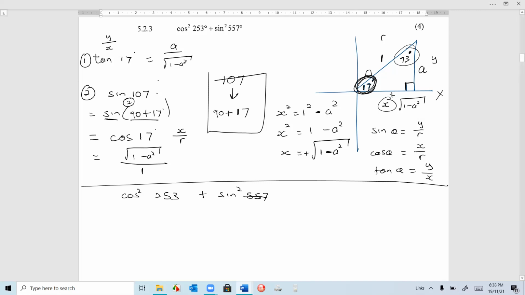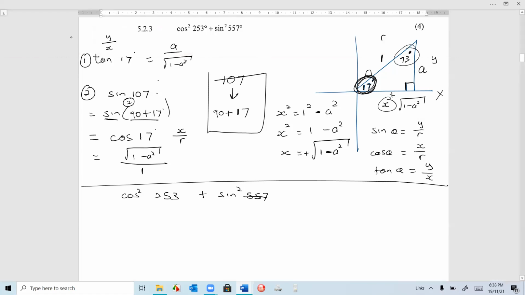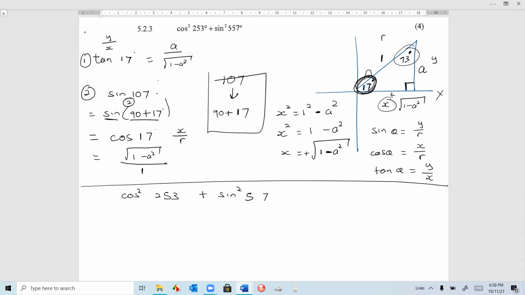So take your calculators out. Take 557 minus 360. Can someone give me a beautiful answer there? 197. 197. So we can rewrite that without even showing any working, straight from your question paper. So we got 557, and I said anything above 360, just take away the 360.